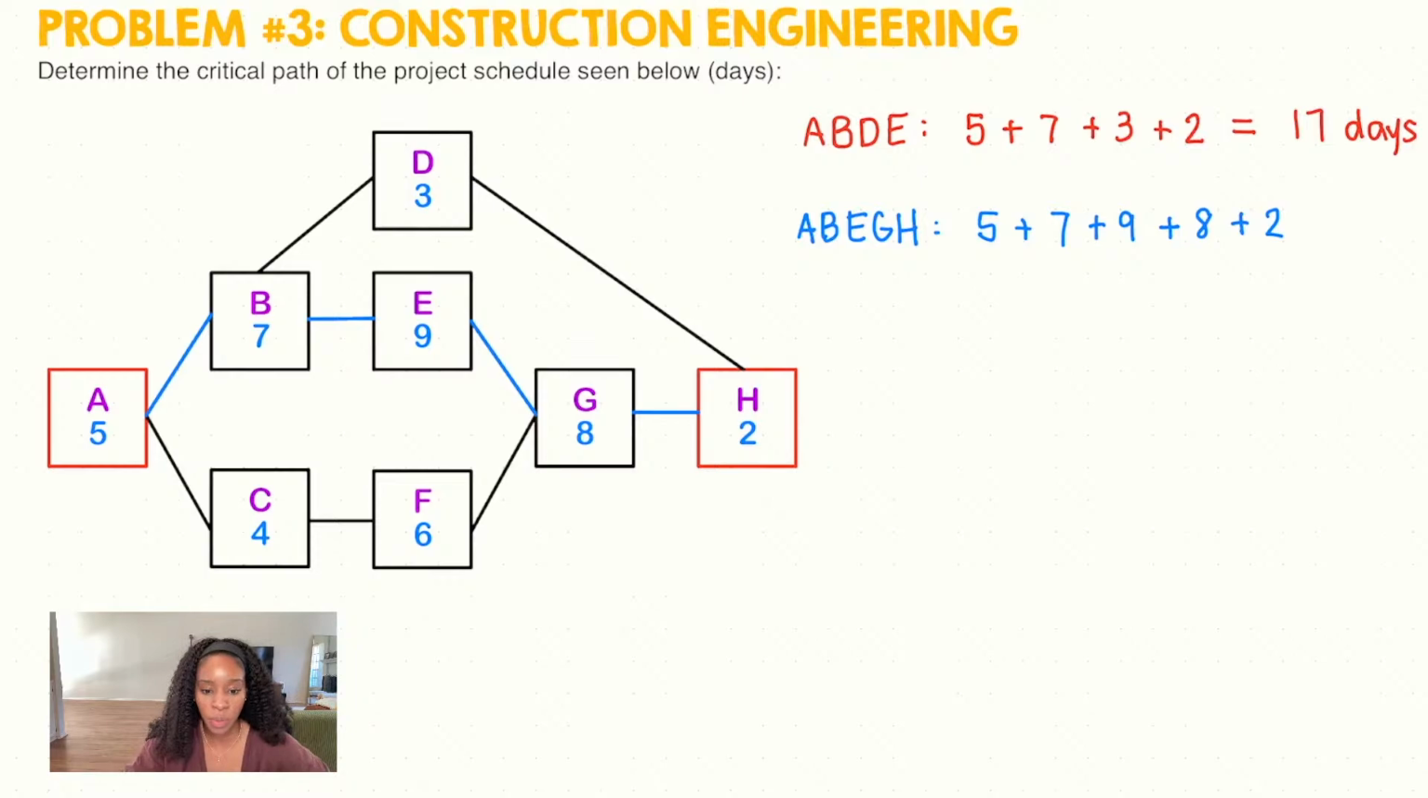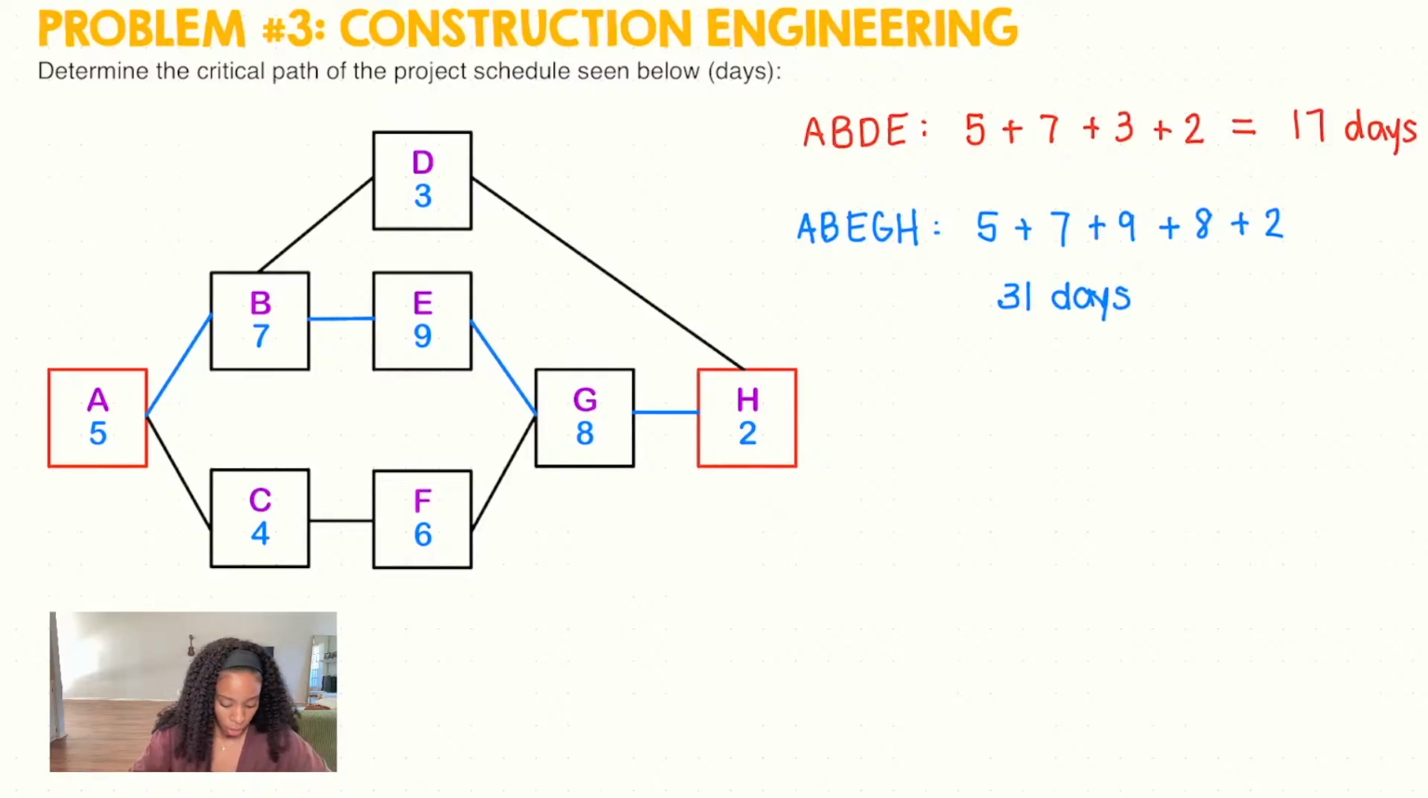And again, if you're following along, feel free to put the answer in the chat. I can make mistakes, so feel free to let me know if I'm making an error somewhere. But 5 plus 7 is going to be 12. 12 plus 9 is going to be 21. 21 plus 8 is going to be 29. 29 plus 2 is going to be 31 days. So if we took the second path, it would be 31 days.